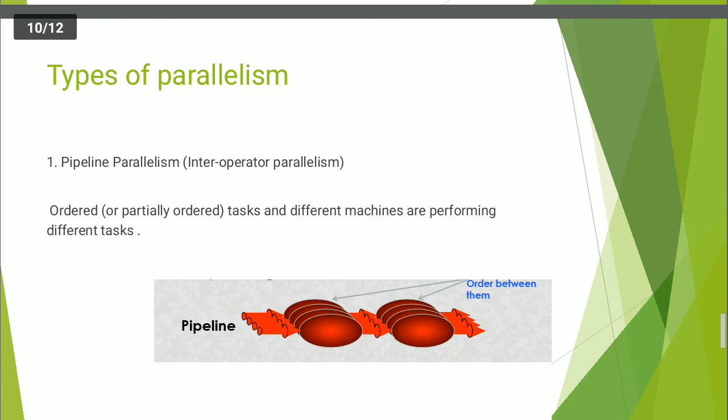Now we'll see what the types of parallelism are. The first one is pipeline parallelism, that is, inter-operator parallelism. In this type, different tasks are run on different machines in parallel. That is, tasks are ordered and different machines perform different tasks. The picture here shows pipeline parallelism.